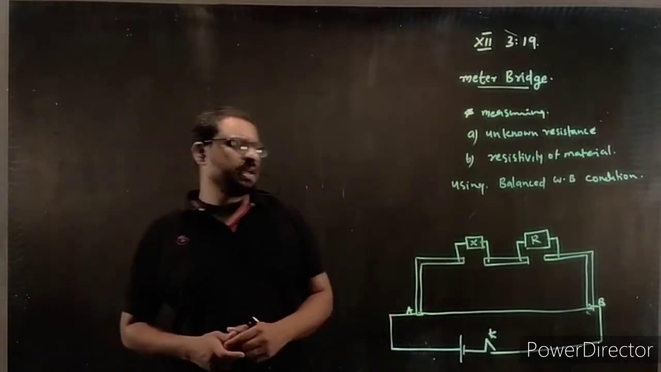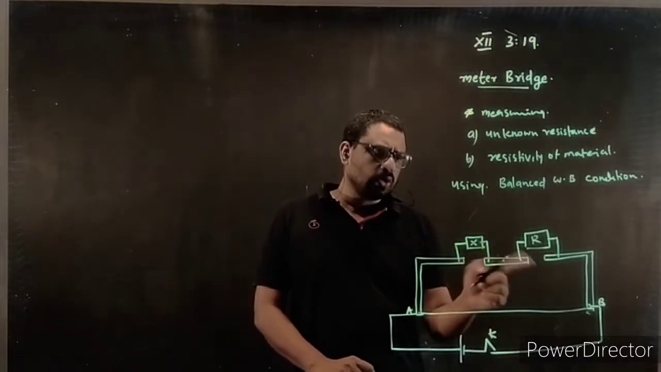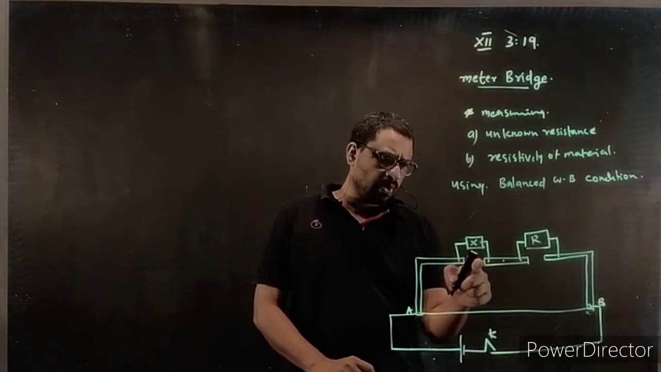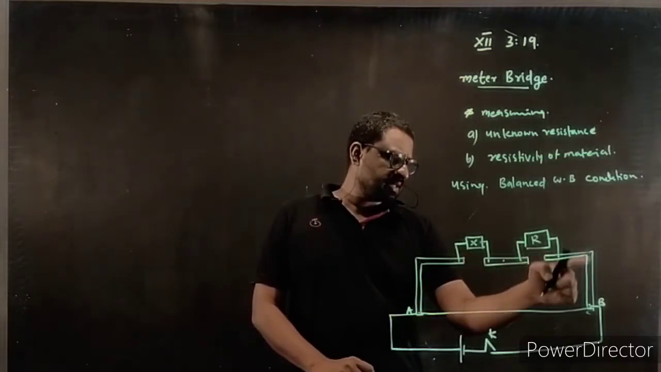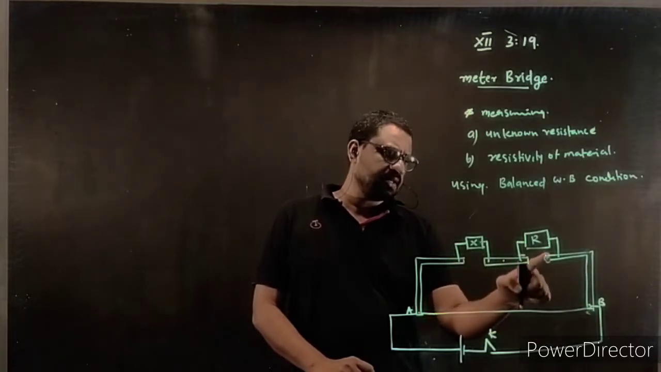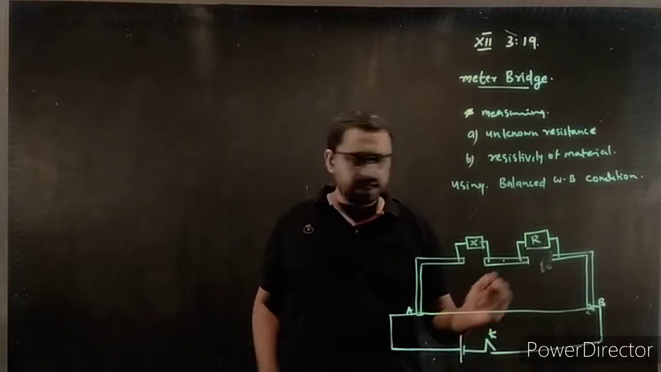This is the basic circuitry. Connecting both, see, this is a strip, which means all the points are connected. This is connected to A and this is connected to B. It's only a connection, that's all.